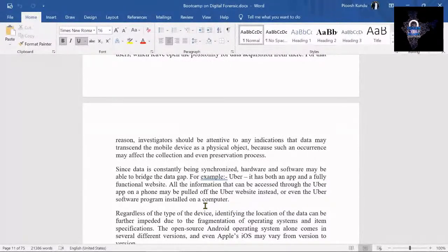Now, since the data is constantly being synchronized, the hardware and the software may be able to bridge a data gap. For example, Uber has both an app and a fully functional website. All the information that can be accessed in the Uber app on the phone may be pulled off with the Uber website instead, or even the Uber software program installed on a computer.